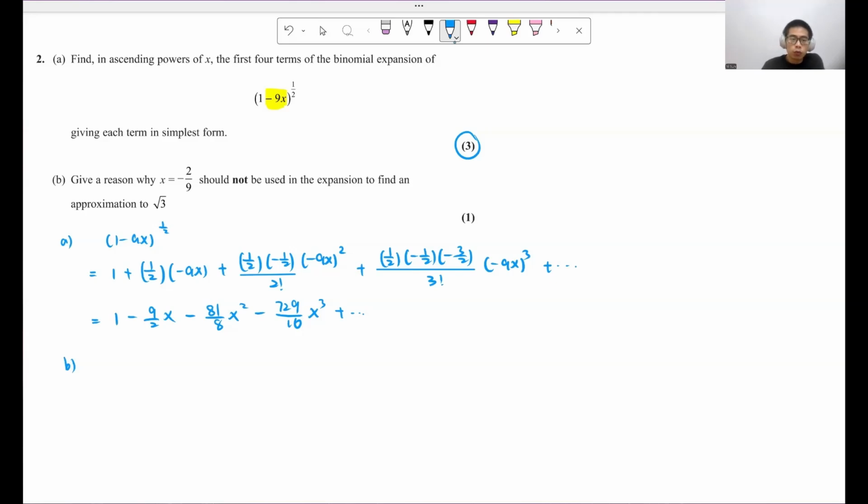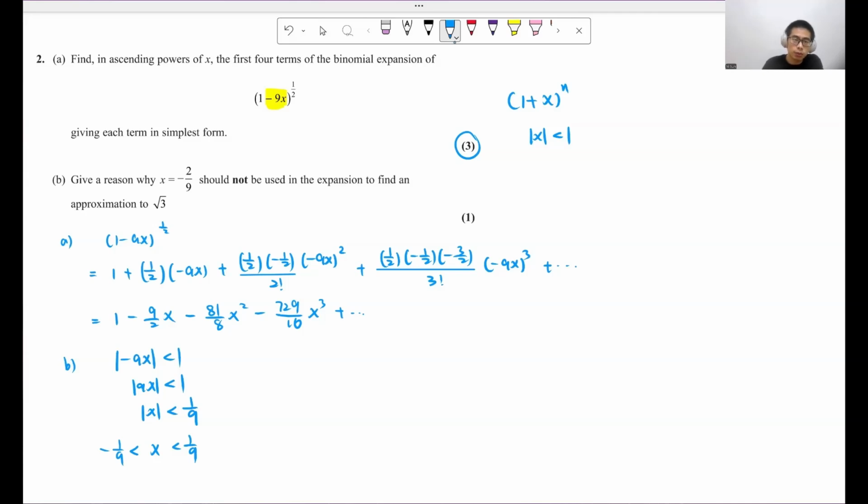So for the binomial expansion, the formula is (1 plus x) to the power of n, and the modulus of x has to be less than 1 to make it valid. So in this case, our x will be negative 9x. So the modulus of negative 9x has to be less than 1. Therefore, the modulus of 9x is less than 1, so the modulus of x has to be less than 1 over 9. Meaning x has to be greater than negative 1 over 9 and less than 1 over 9.